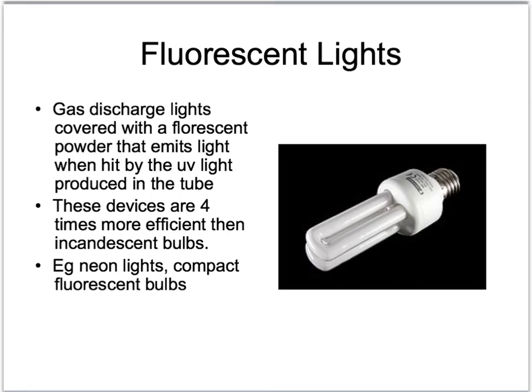Now, a fluorescent light isn't quite fluorescence, and it isn't quite gas discharge, it's a bit of both. You have a gas discharge light, and it's covered with a fluorescent powder. So when the UV light produced in the gas discharge is created, it hits the fluorescent coating, gives it energy, and that's emitted then as visible light. These devices are 4 times more efficient than incandescent bulbs, so they're a lot cheaper to use. That's why, if you look up right now, we have neon lights in the school. They're also those weird, twisty, compact fluorescents.